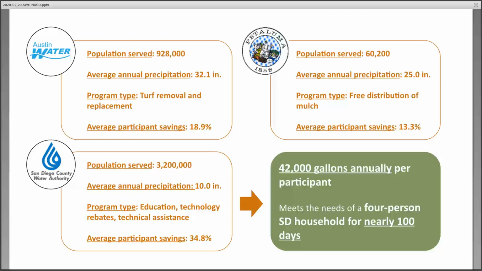And then San Diego County Water Authority, which serves a huge population of over 3 million people, had a combination of approaches, including education, technology rebates, and technical assistance, where they went out and did site visits. And they saw huge savings of essentially 35% on average per participant, which equated to about 42,000 gallons per year per participant. Just to put that in different terms, that 42,000 gallons would meet the needs of a 4-person household for about 100 days in the San Diego region.